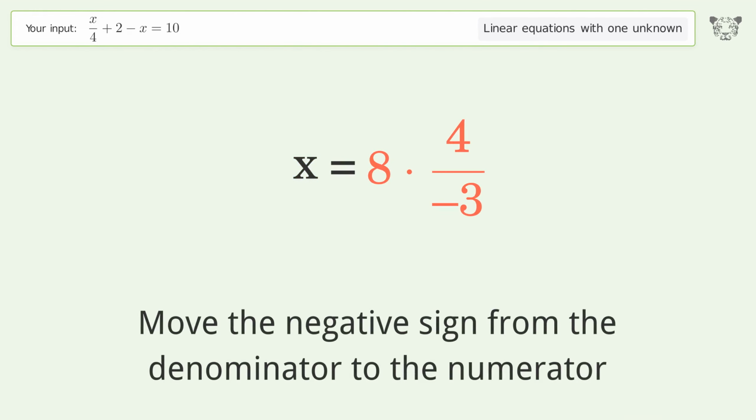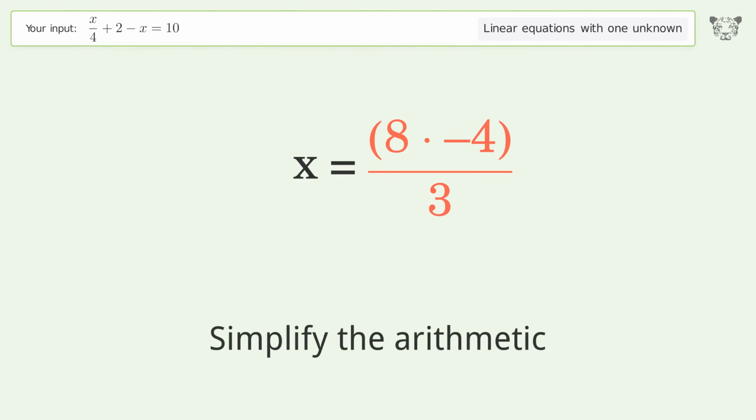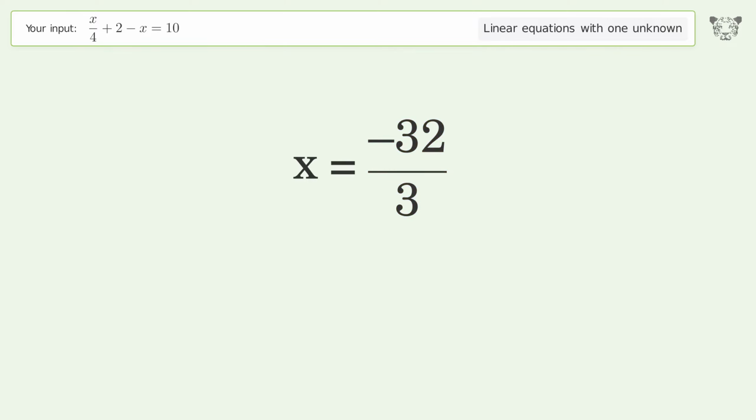Move the negative sign from the denominator to the numerator. Multiply the fractions. Simplify the arithmetic. And so the final result is x equals -32/3.